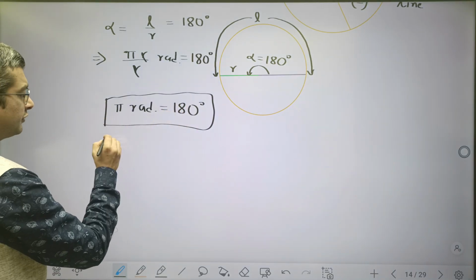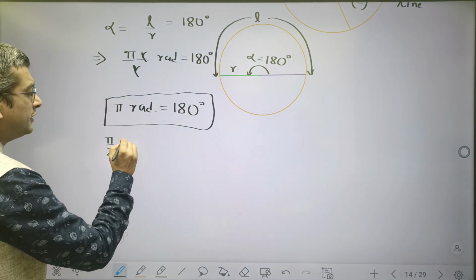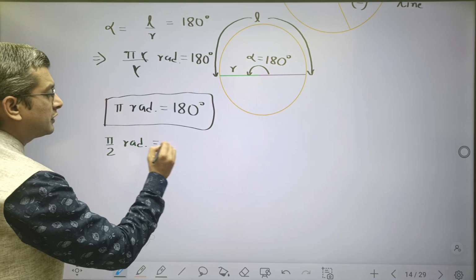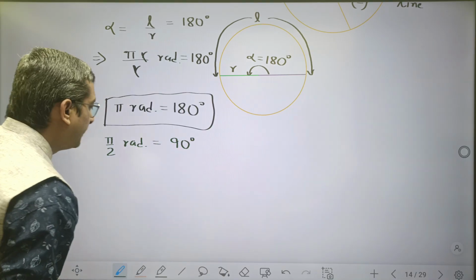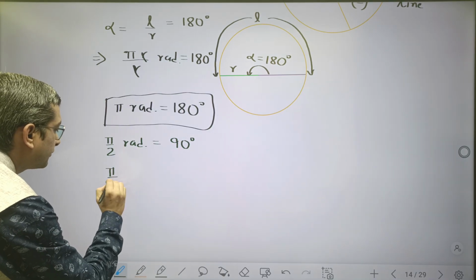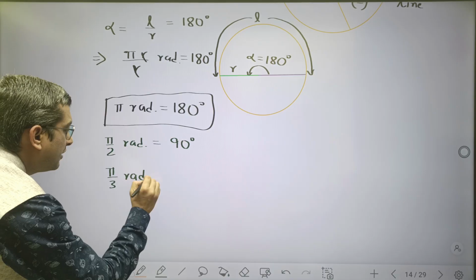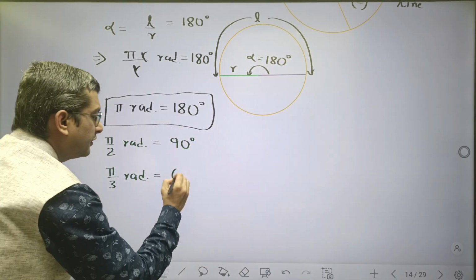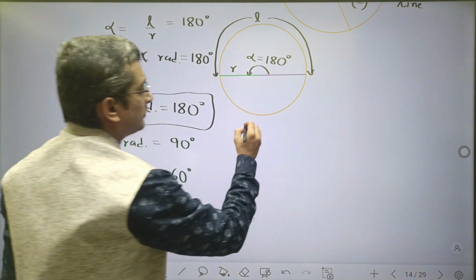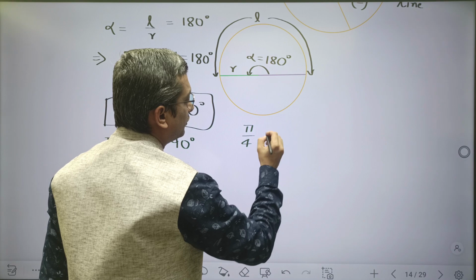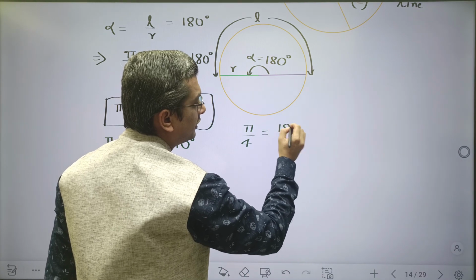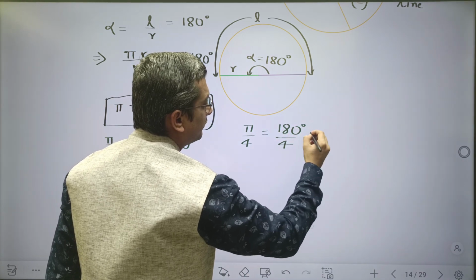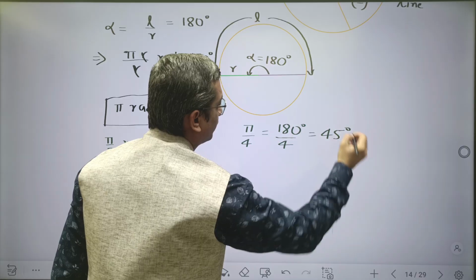Suppose I divide this equation by 2, then pi by 2 radian is equal to 180 by 2, that is 90 degree. Suppose I divide it by 3, then pi by 3 radian is equal to 180 by 3, which is 60 degree. Suppose I divide it by 4, then pi by 4 is 180 degree by 4, that is 45 degree.